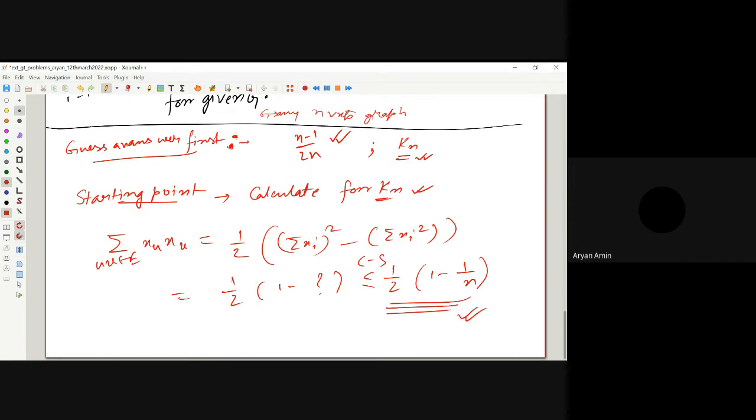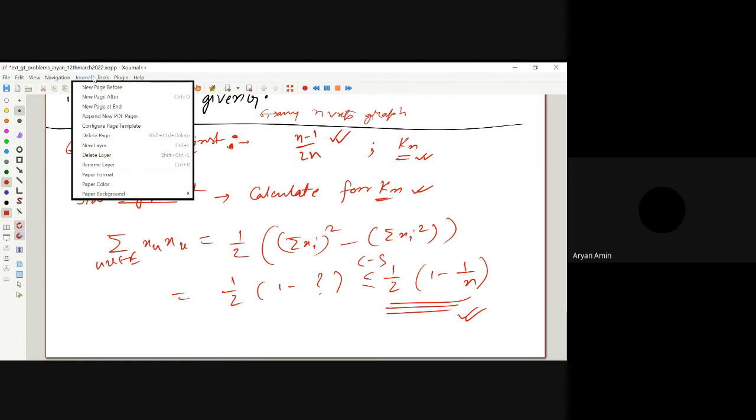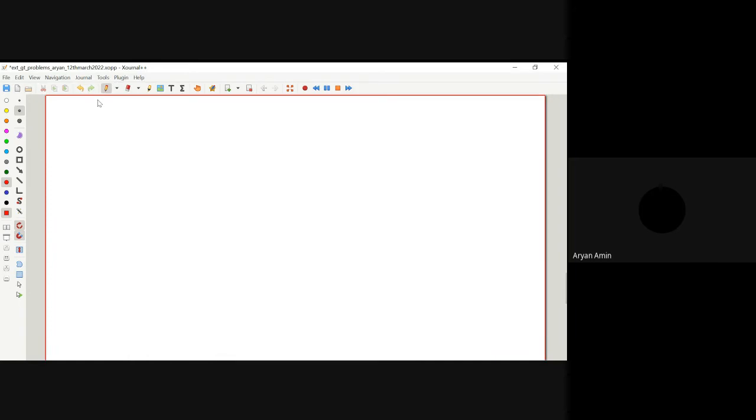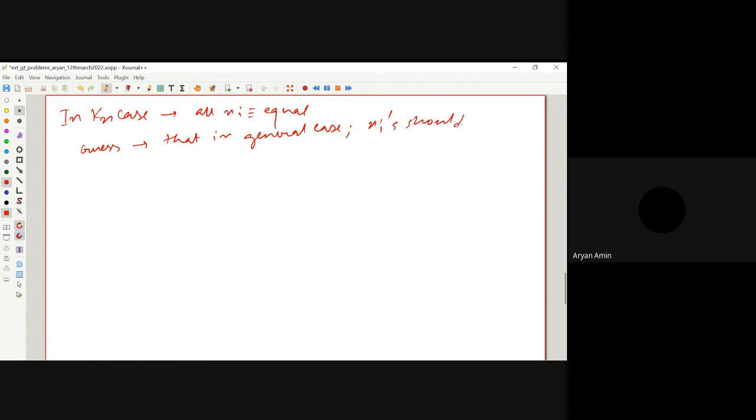So now how do you do this for the general case, right? Because we did not solve the problem, we just guessed the answer sort of. So how do you do it for a general case? If you think about it, in the Kn case, all xi were equal. So we can guess that in the general case, the xi's should be kind of equal to each other. Okay, this is vague.